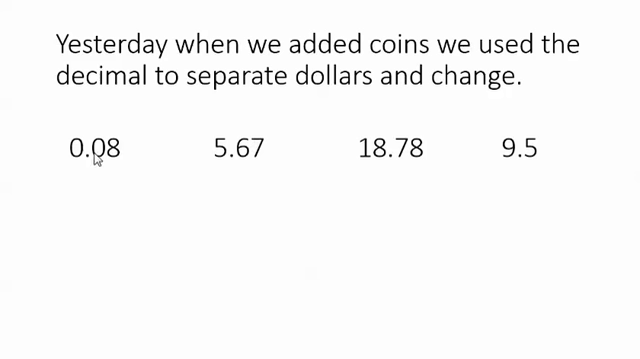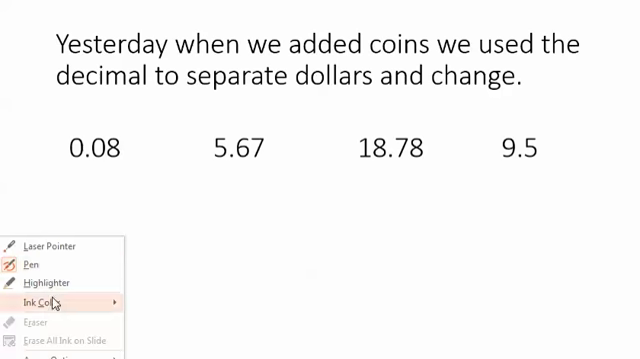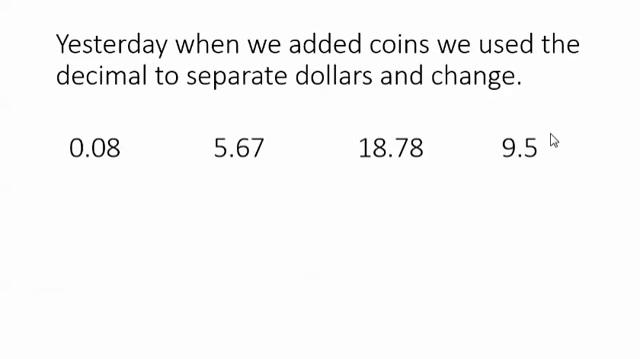So what we're really going to be thinking about is, yesterday when we added coins, we used the decimals to separate dollars and change, right? And so then reading these, this is $0.08, right? This is $5.67, $18.78. Even this one that doesn't have the amount of money the way we're used to seeing doesn't need to throw us off. They just left off the 0 at the end because a 0 is nothing. So we could put the 0 here and say $9.50.